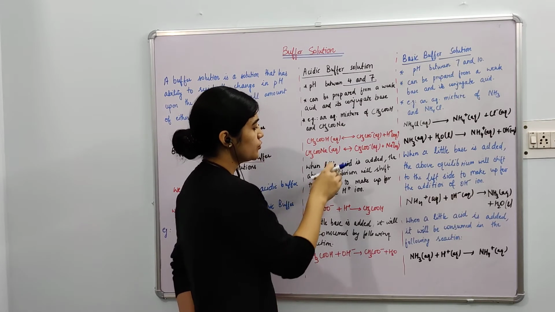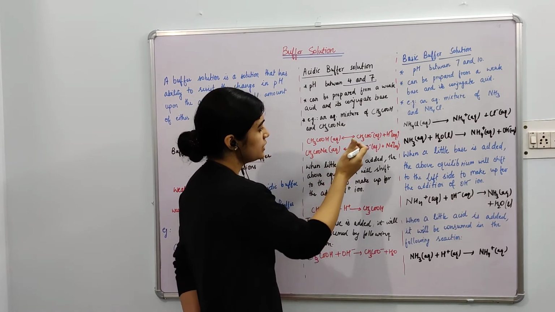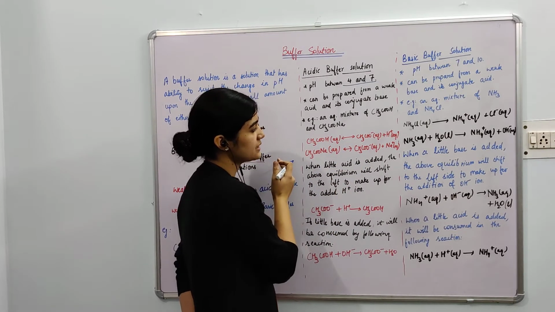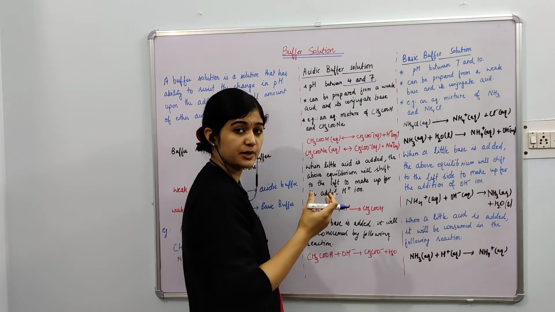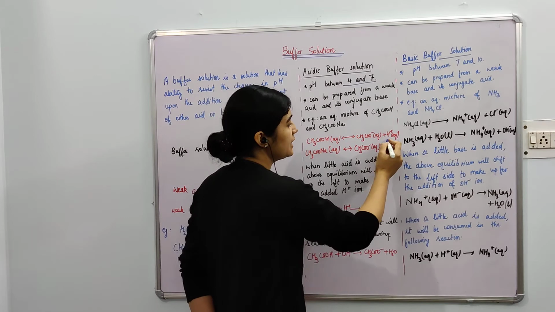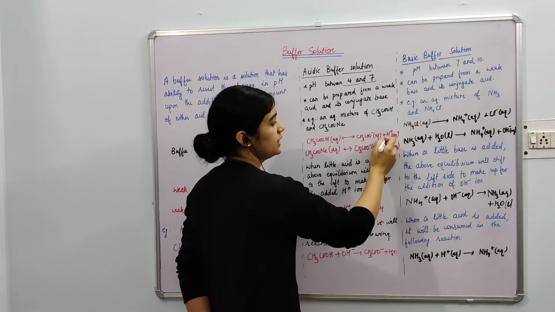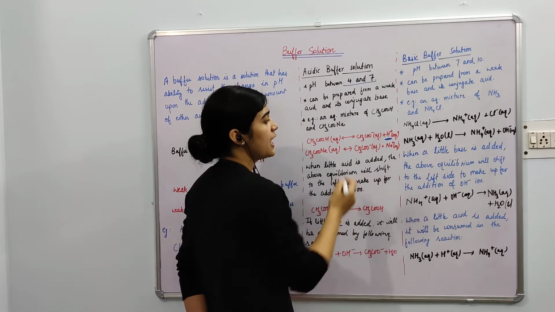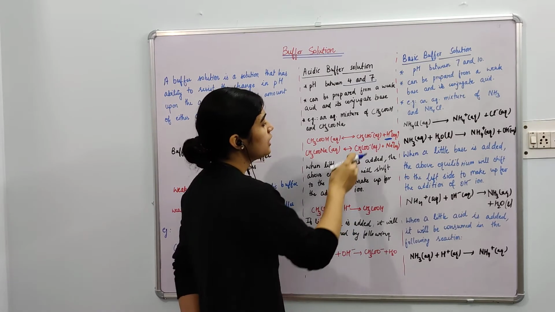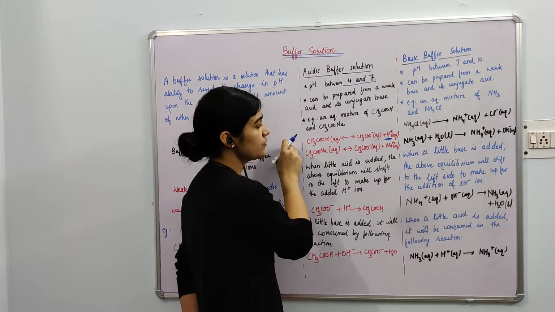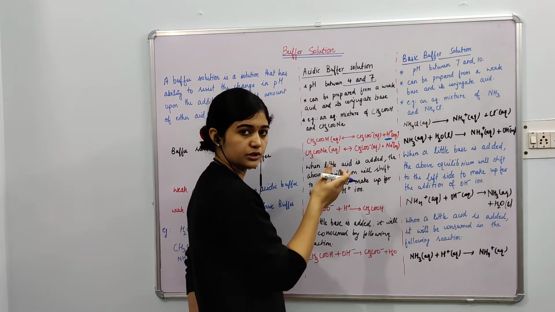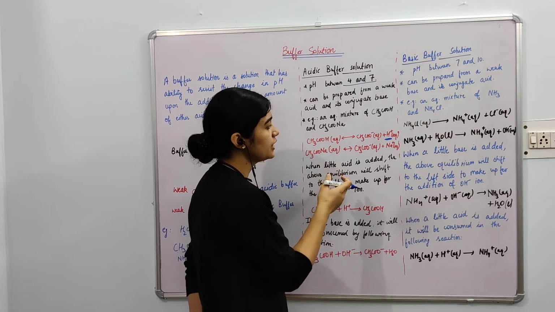When you add an acid, this equilibrium will shift to the left-hand side, and that can be explained on the basis of the common ion effect. As soon as you add a proton, there will be a common ion effect, and according to Le Chatelier's principle, it will try to shift the equilibrium in such a way that the changes due to the added amount can be reverted back.